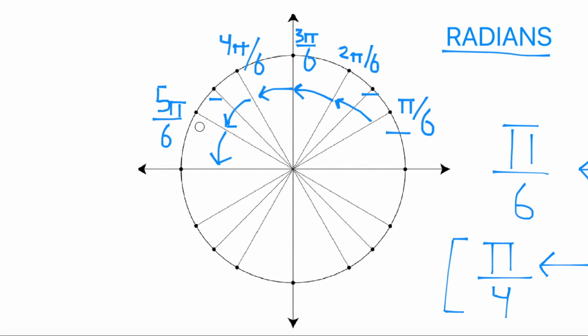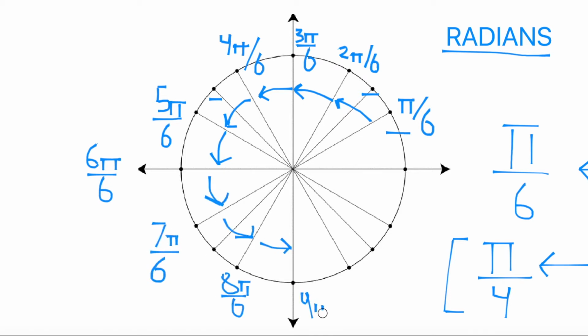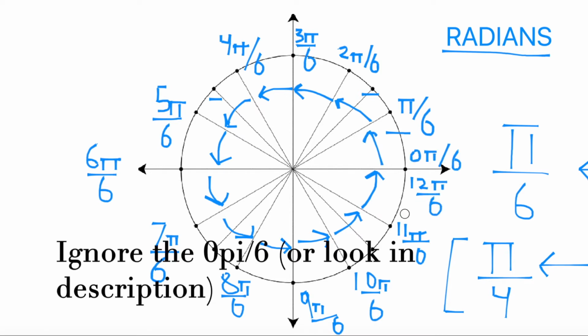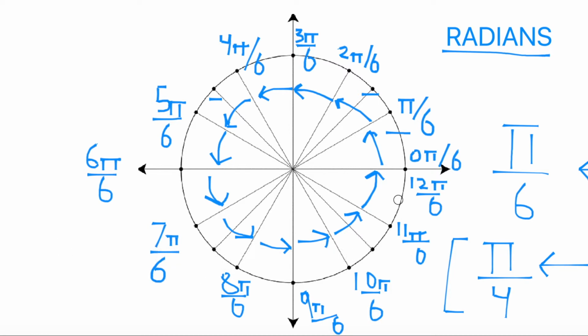Okay, let's continue. This one right here is 6 pi over 6. Also the same as 1 pi. And now if we move here, it's going to get us back to where we started. This is 12 pi over 6. That's the same as 2 pi. And then go back and simplify the fractions. If you simplify all these fractions, you'll get the radian values of the unit circle that you're used to.